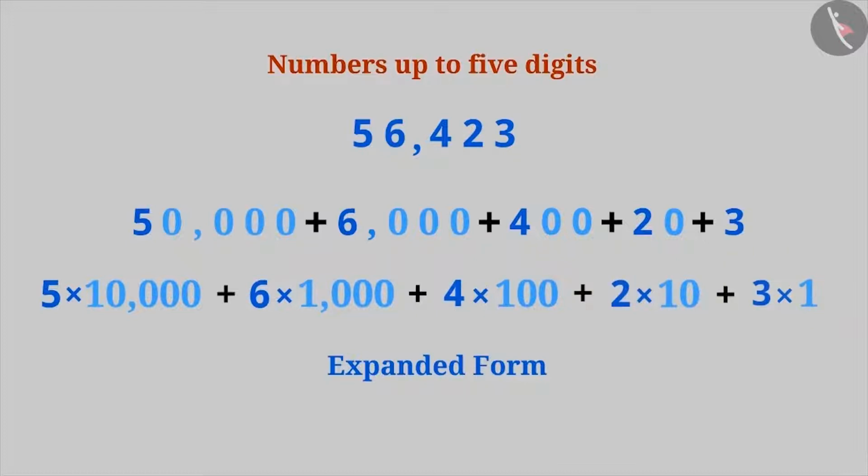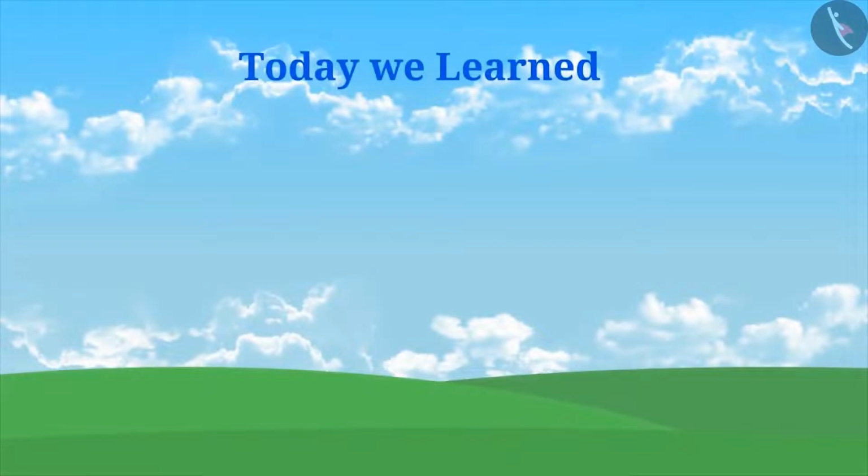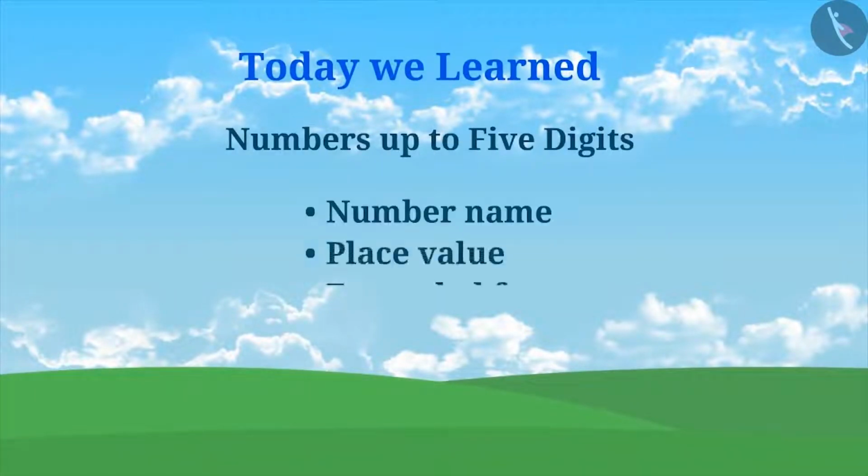Looking at many symbols and numbers, one can get confused as to which mathematical operation to do first. To avoid this confusion, we use brackets. Here, to understand that multiplication should be done first, we will write the operation of multiplication in brackets. Today, we learned number names, place values, and expanded form of numbers up to 5 digits.